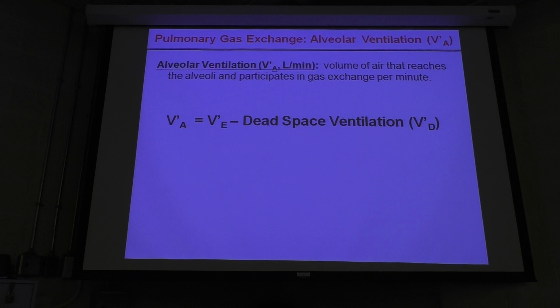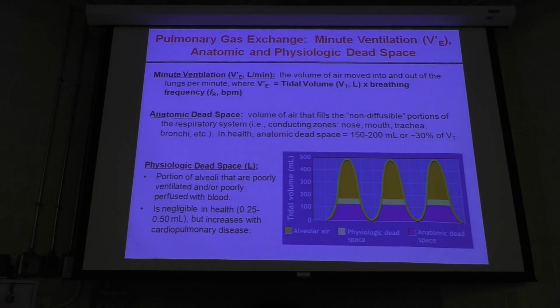So alveolar ventilation is the volume of air that reaches the alveoli and participates in gas exchange per minute. The alveolar ventilation is related to the minute ventilation, which again is the product of tidal volume and breathing frequency. On the earlier slide, in physiological dead space, is it 0.25 to 0.5 liters? On the bottom. Sorry, yeah, 0.25 to 0.5 liters, not 250 to 500 mLs.